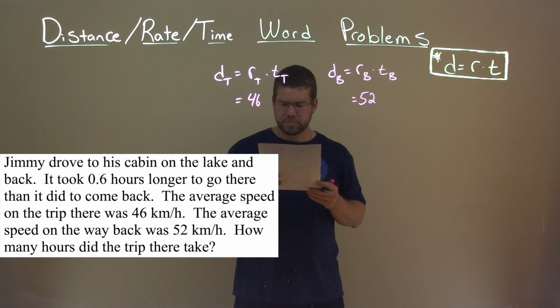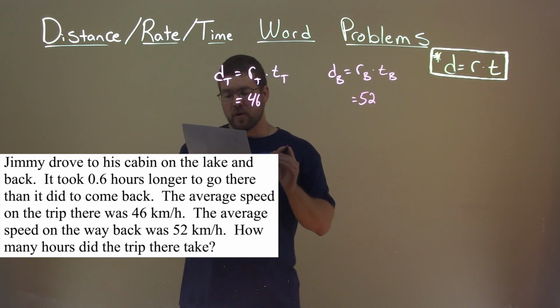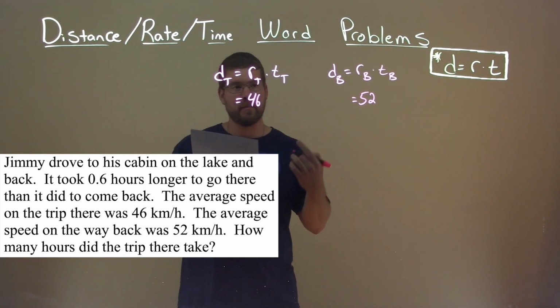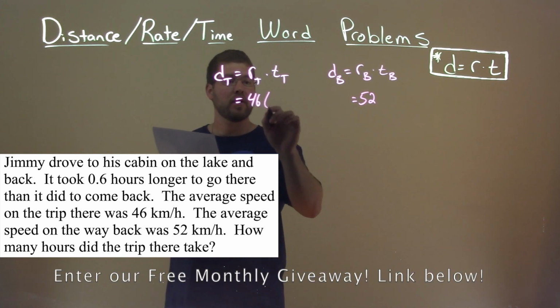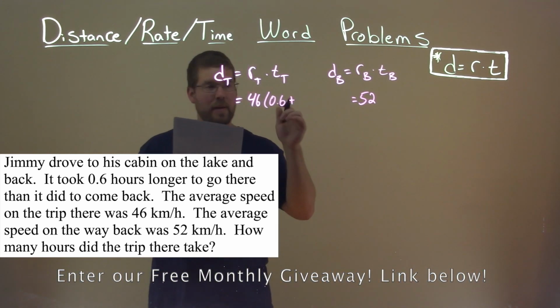Okay? Now, they also tell us that it took 0.6 hours longer to go there than it did to come back. So going there is 0.6 plus the time back.